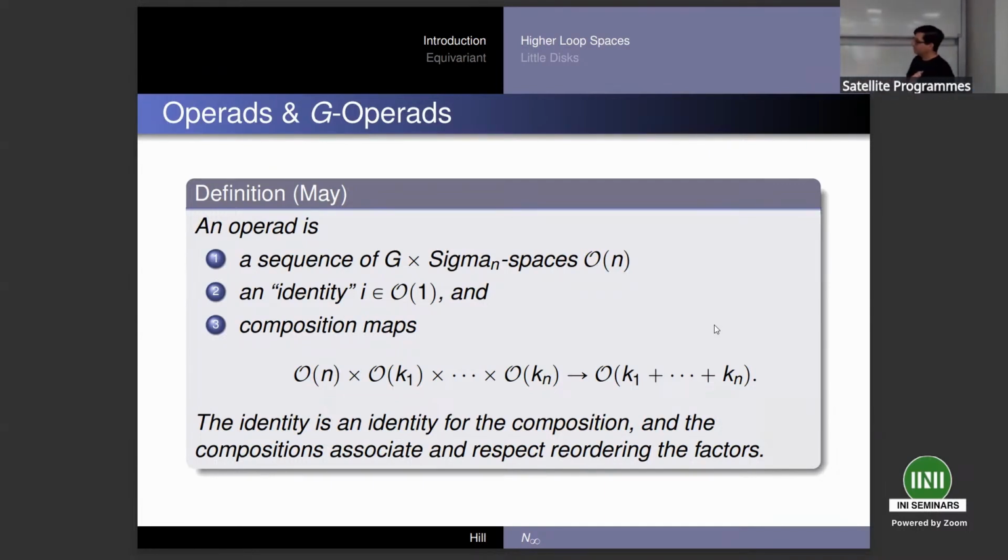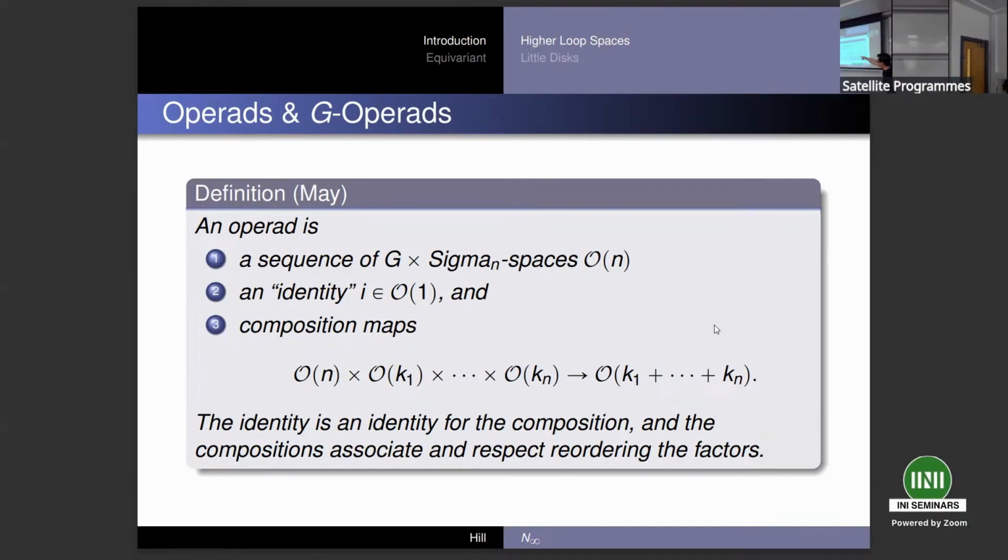Namely, I have exactly what we saw before, O of n cross O of k1 and so on up to O of kn, and the whole thing maps to O of the sum of these. If I were writing this on the board, I'd draw the canonical picture of a bunch of little boxes with a bunch of little inputs, and then I slot them together. Think about these as generalized functions where I take k inputs, and that's what O of k is parameterizing.